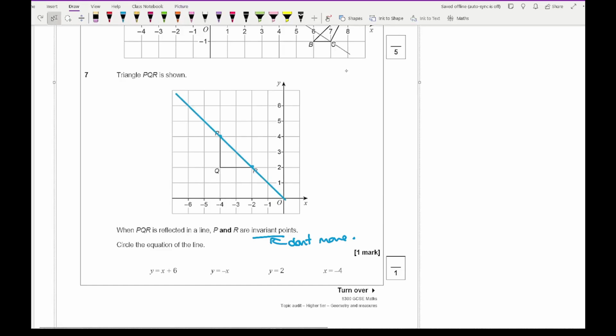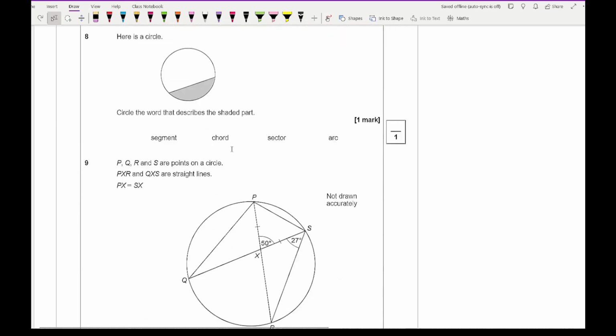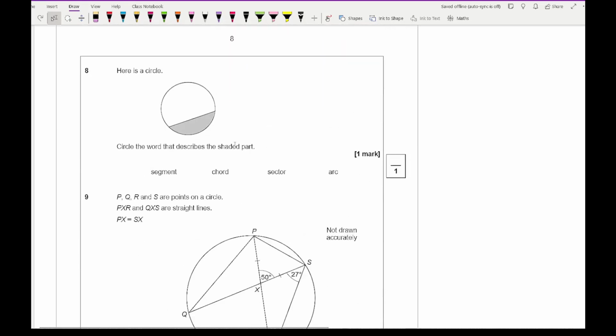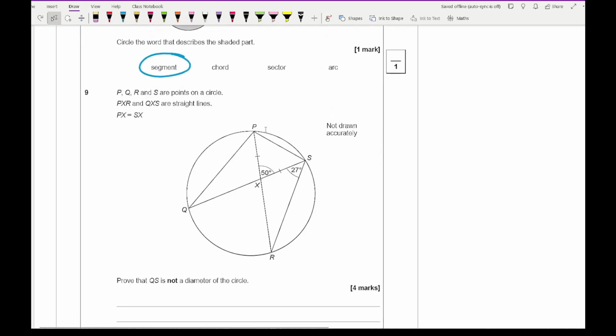Now the question is asking me to work out the equation of that line, and that line is y equals -x. Then moving on to question 8, it says, here is a circle. Circle the word that describes the shaded part, and that is a segment. Then for question 9, it says, and let's just zoom in so we can see that a bit clearer.